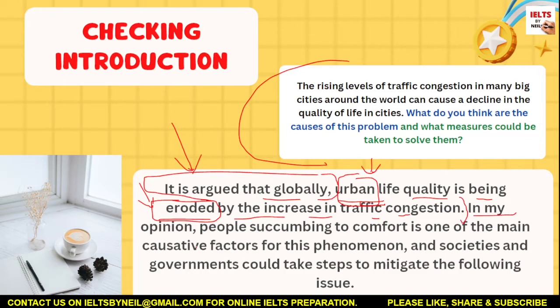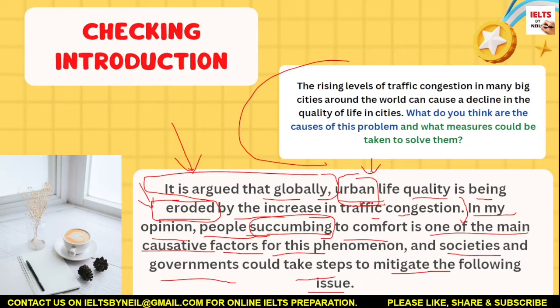Next one, in my opinion, people succumbing to comfort is one of the main causative factors. Now succumbing means they cannot resist. They cannot resist the comfort. So this is one of the main problems, because they're used to such comfort, right? That's a main problem for this phenomenon. And societies and government could take steps to mitigate the following issue, right?